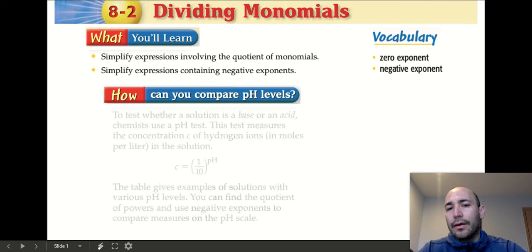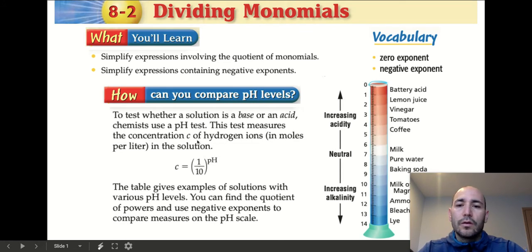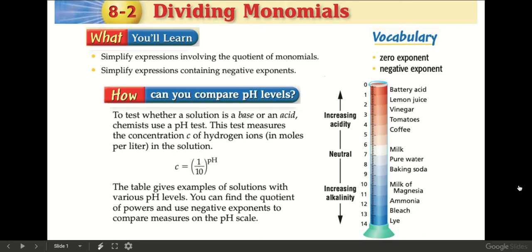So how can we compare pH levels? To test whether a solution is a base or an acid, chemists use a pH test. This test measures the concentration C of hydrogen ions in moles per liter in the solution. It's represented by this equation, C equals 1/10 to the power of pH. The table gives examples of solutions with various pH levels. You can find the quotient of powers and use negative exponents to compare the measures of the pH scale.